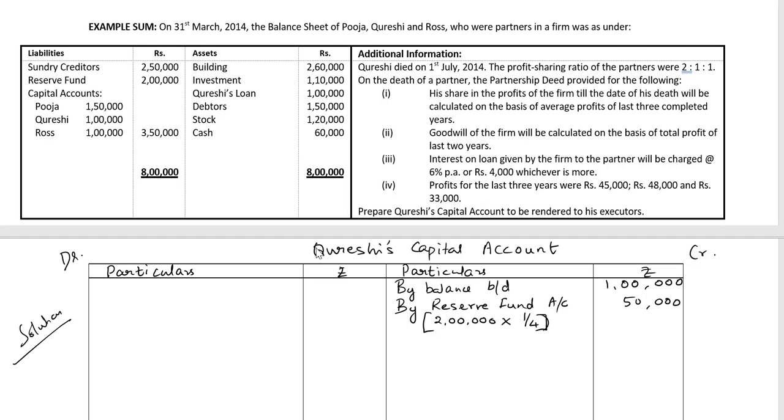There's a Qureshi's loan which is given on the asset side of the balance sheet, which means the partner has borrowed a loan from the firm. So we'll transfer that here to Qureshi's loan account. Amount of the loan 1 lakh rupees.